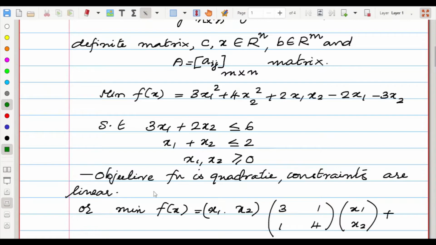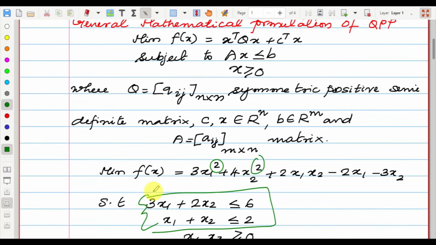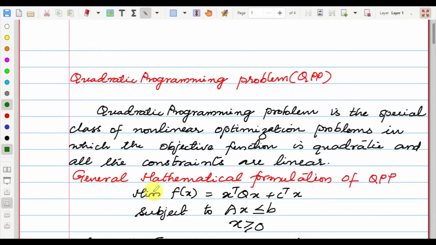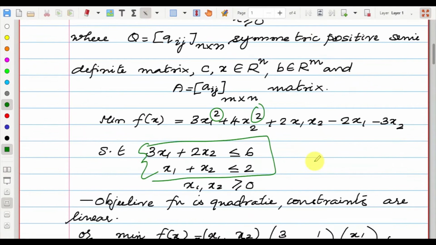So here the objective function is quadratic. Here the power is 2, so it is quadratic, and the constraints are linear. These are the two constraints. Constraints are linear. So in our definition, it is mentioned that the objective function is quadratic and all the constraints are linear.